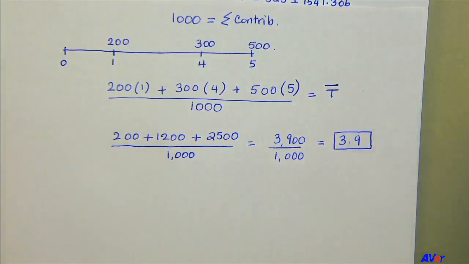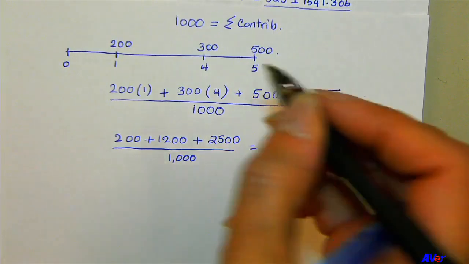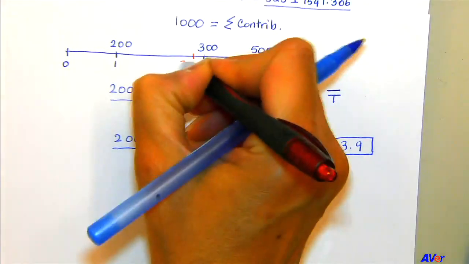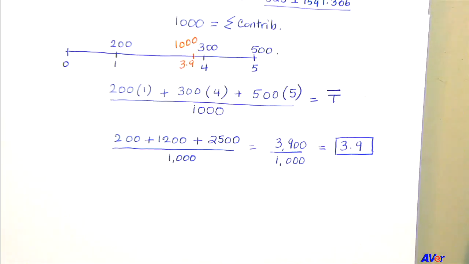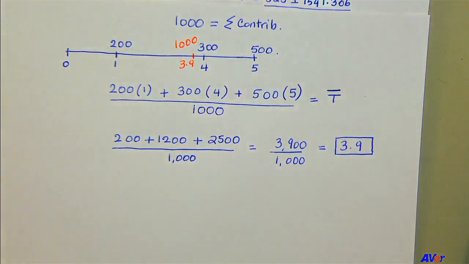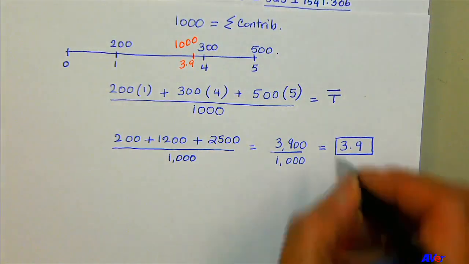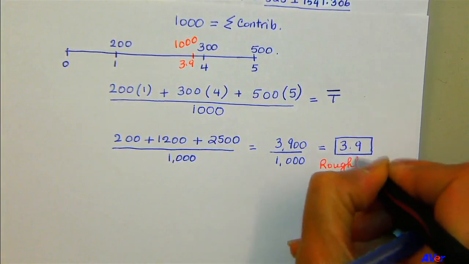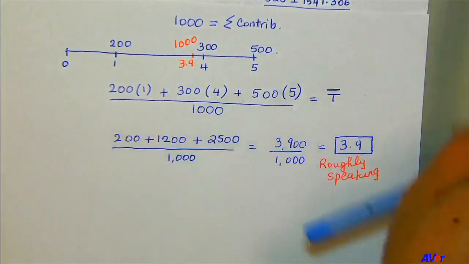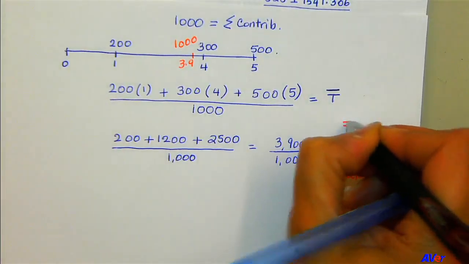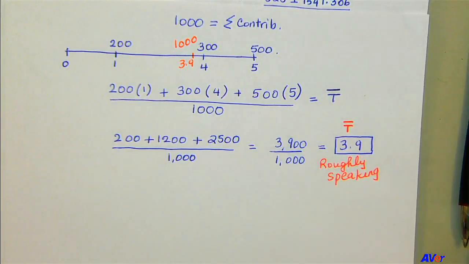So let's put this in here. I didn't know where to draw it exactly, so I didn't draw the T right yet. So this is saying that 1,000 at T equals 3.9, where 1,000 is the sum of the contributions, is equivalent to all these different contributions at all these different times, roughly speaking. That's my T bar. Okay? Any question?